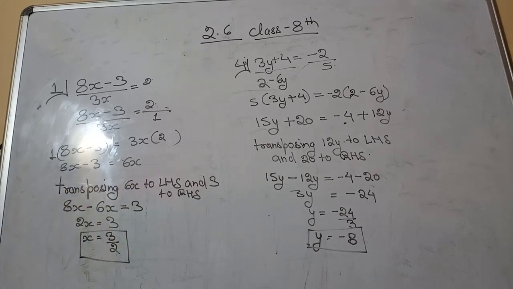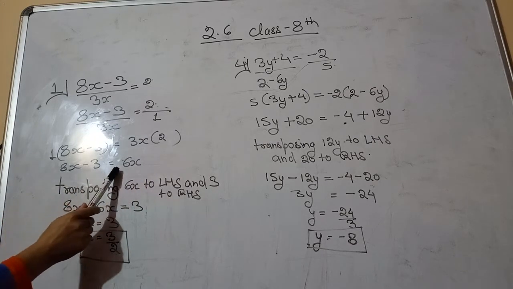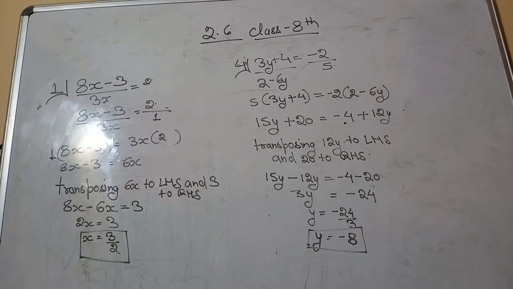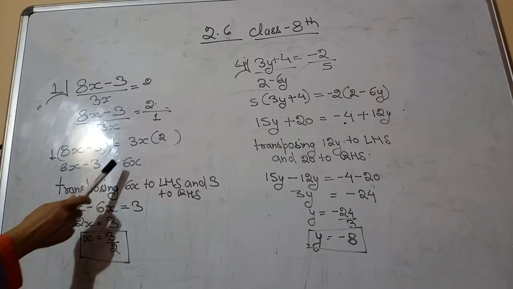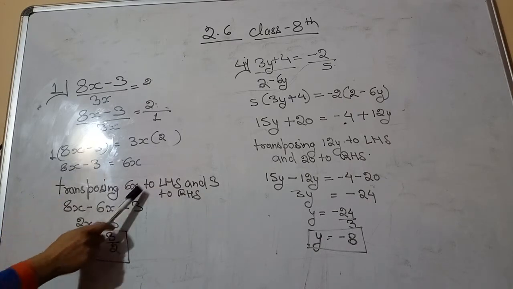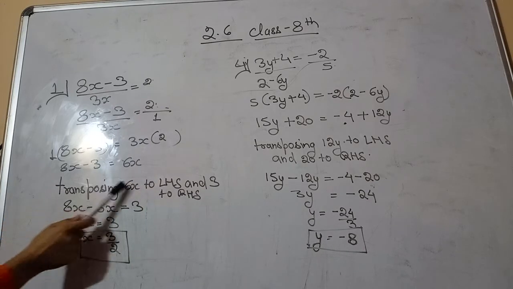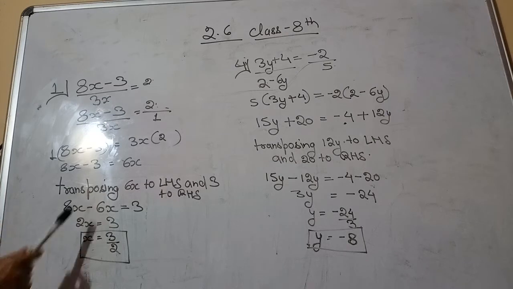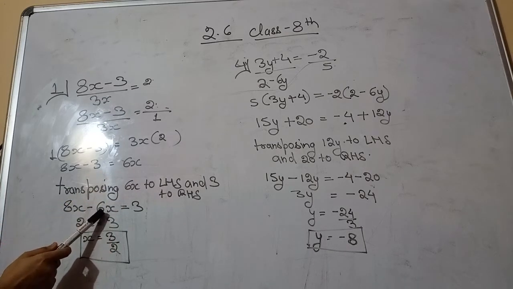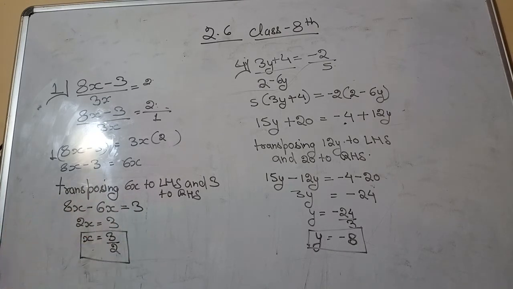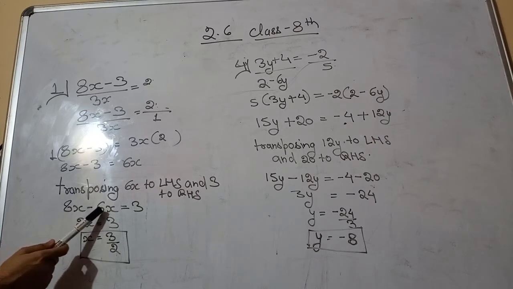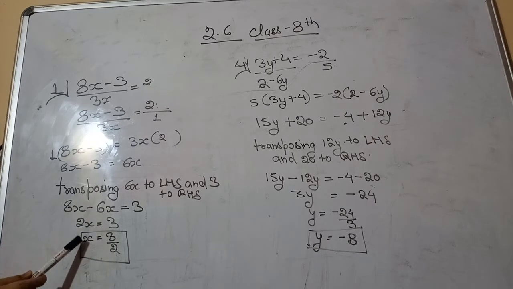Okay. Now here you can see this is a variable and this is also a variable. How to solve this equation next? We have to transpose the variable to one side and the constant to the other side. So transposing 6x to the LHS and 3 to the RHS. This 6x will become minus 6x and this 3 will become plus 3 after transposing. 8x minus 6x, how many x remaining? 2x remaining, equal to 3.